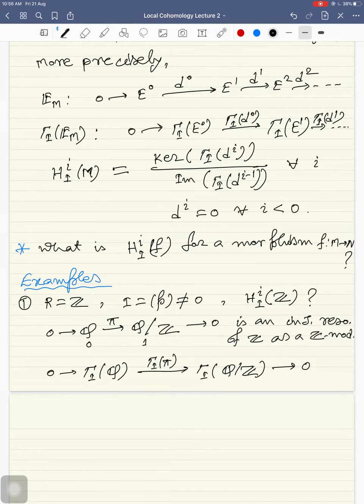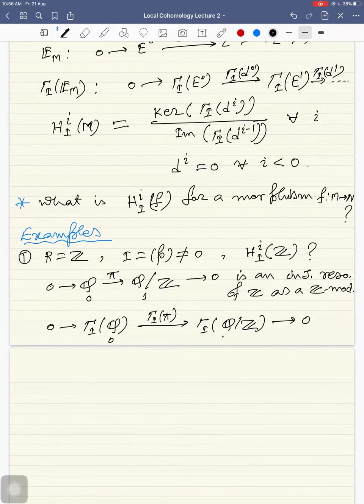So this is a quotient complex, and again this is the 0th position, this is the first position. But we observed in the last class that this is just the 0 module and this is something non-zero. Since this is the 0 module, this map is just the 0 map, no other choice, and this is also the 0 map. So the 0th local cohomology module of Z with respect to I is just the kernel of pi, and since everything is 0 here, this is just 0.